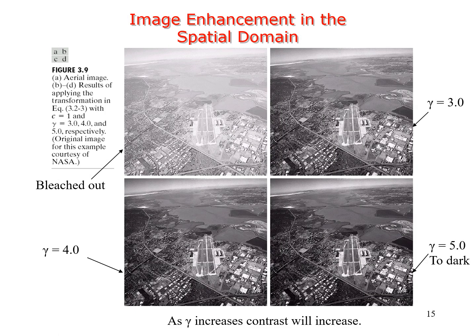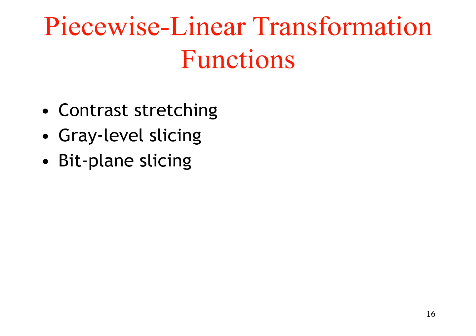These are the different images with different values of gamma. Here we have taken C equal to 1, for different values of gamma. See here the gamma is equal to 3, then here it's 4, then it is 5. As I mentioned, as you increase the gamma value, the image becomes darker. As you decrease the gamma value, the image becomes brighter, or bleached out.